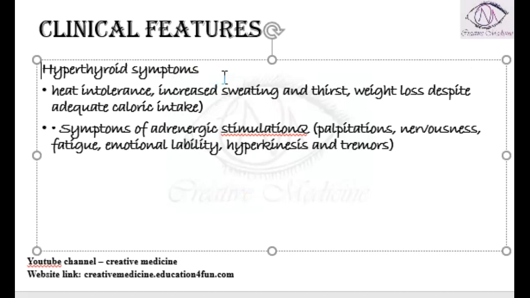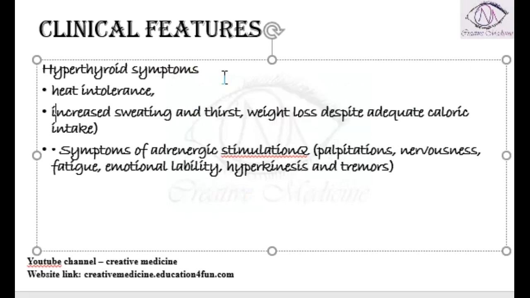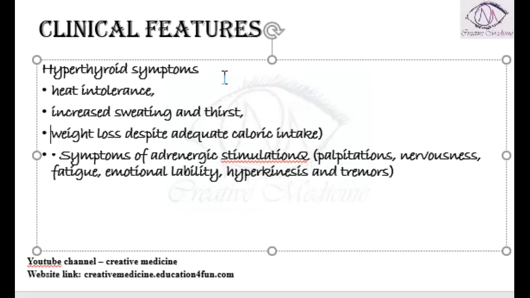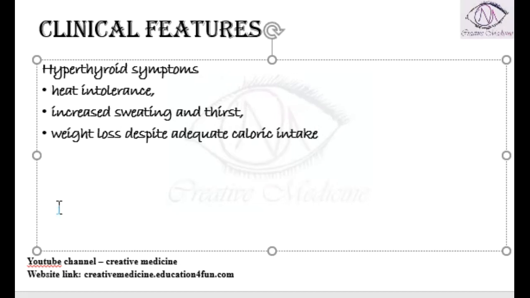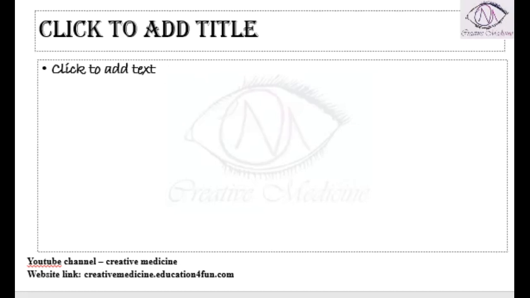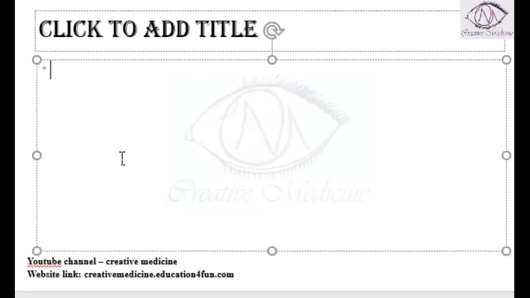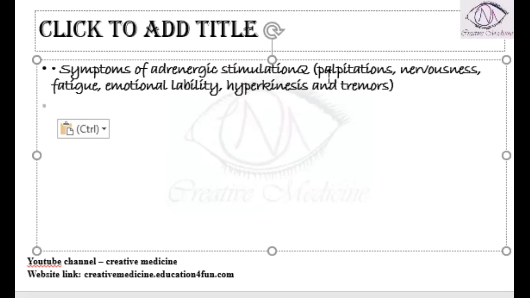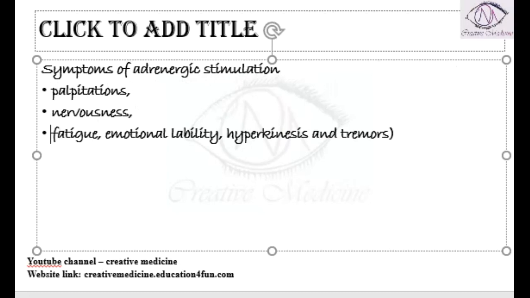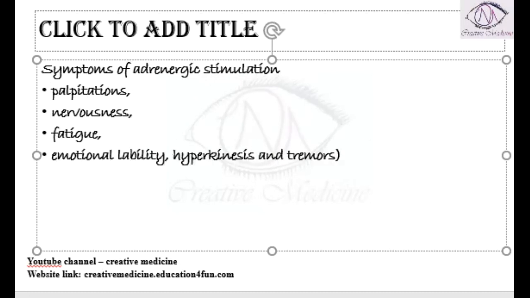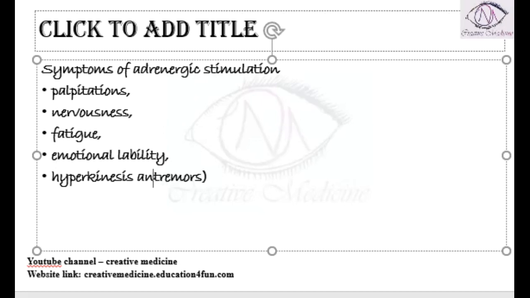First, the patient will have heat intolerance. Increased sweating and thirst can be seen, weight loss is seen, and the patient eats a lot. Even despite eating a lot, despite adequate calorie intake, weight loss is seen in these patients. Because there is adrenergic stimulation in Graves' disease, the patient develops palpitations, nervousness with fatigue, emotional lability, hyperkinesis, and tremors.